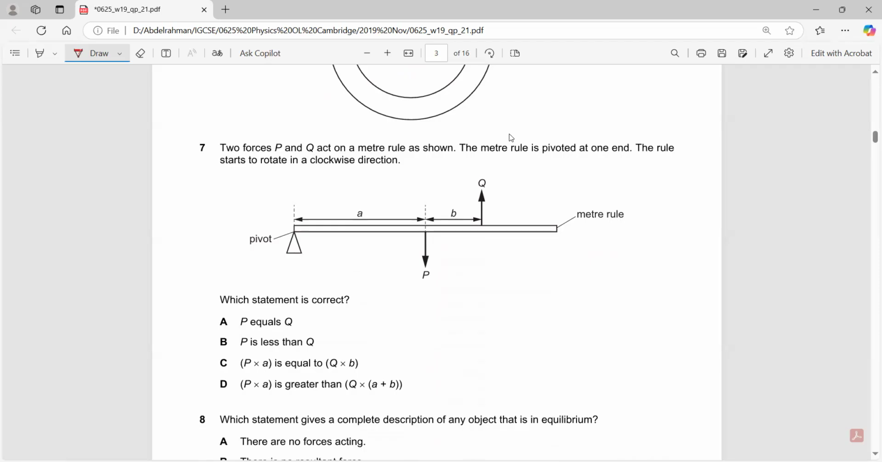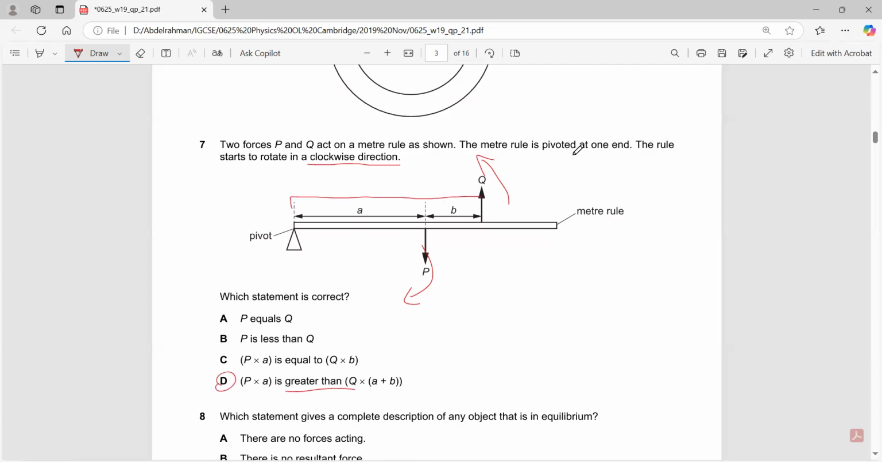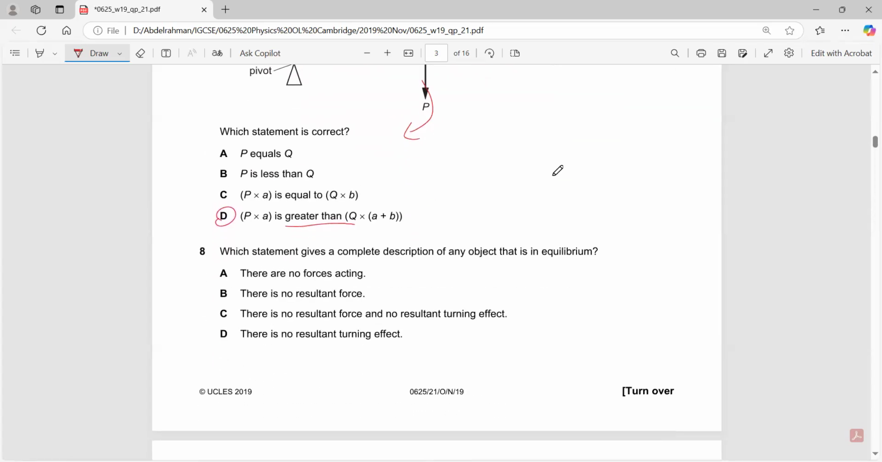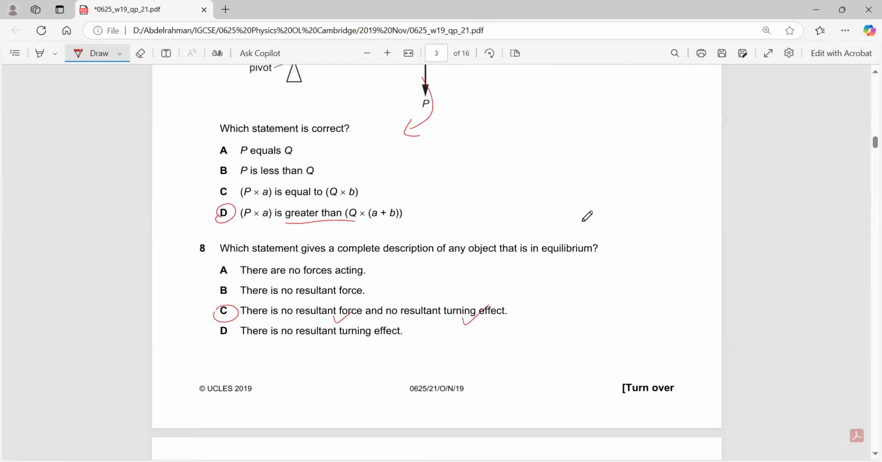Question 7. This meter ruler is pivoted at one end. The ruler starts to rotate in a clockwise direction. Therefore, this moment would be greater than this moment. P times A is greater than Q times A plus B times the total distance all the way to the pivot, which is D. Question 8. Which statement gives a complete description of any object that is in equilibrium? In equilibrium, there is no resultant force and no turning effect.